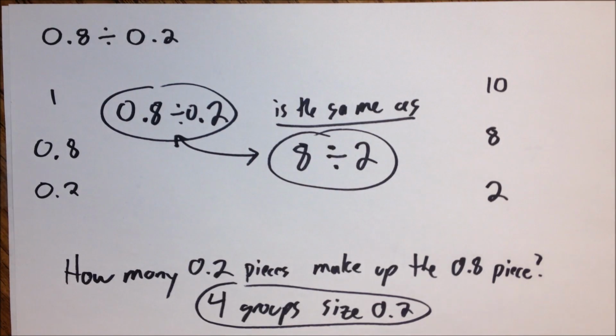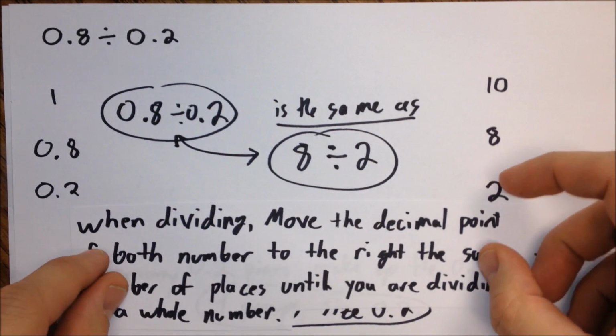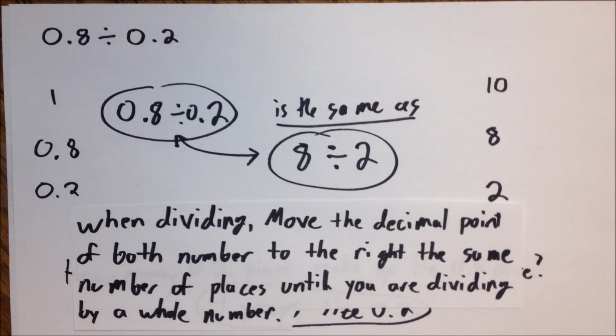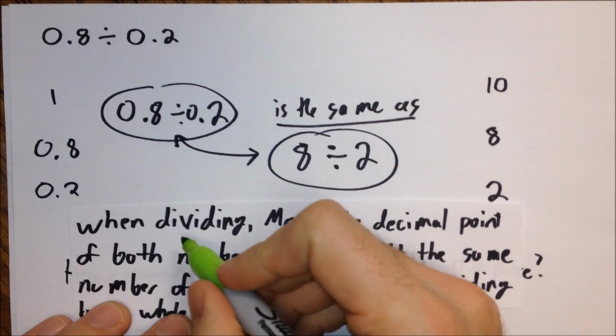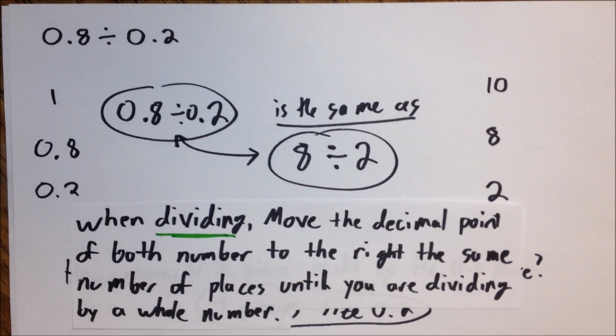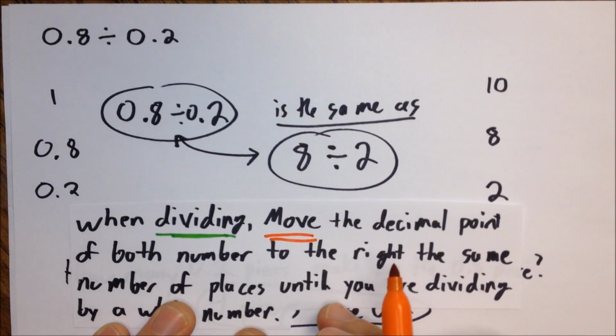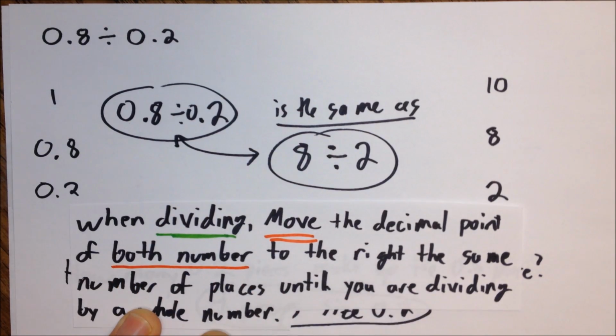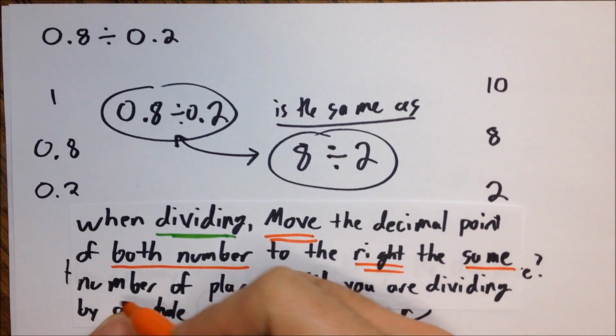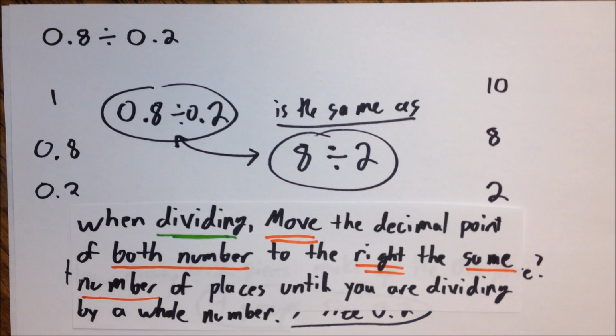This is going to bring us to our basic principle that we're going to follow throughout the class today, and it's that when dividing, we simply move the decimal point. So we move the decimal point of both numbers to the right the same number of places until you're dividing by a whole number.